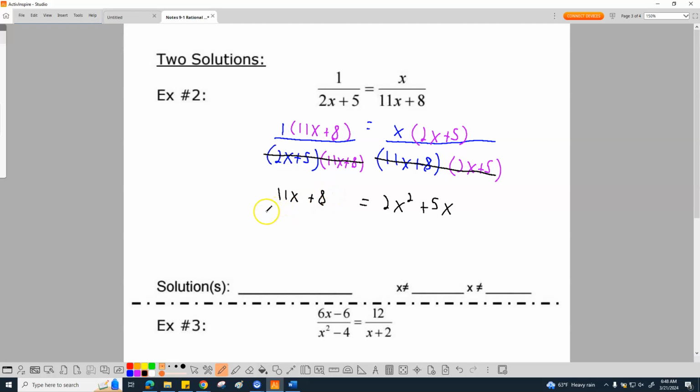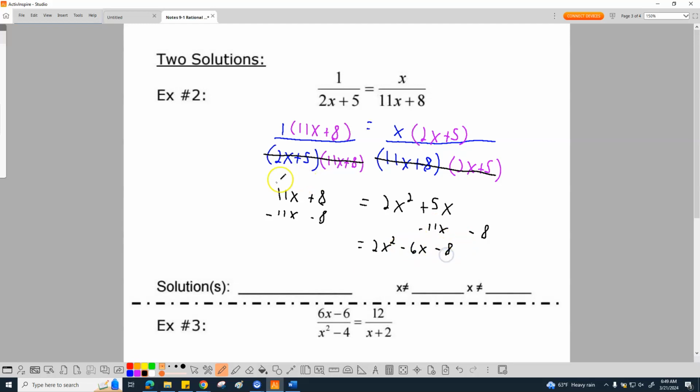But let's go ahead and move our 11x over. This is the same stuff we've been doing forever and ever. If you still haven't learned how to do this, I don't know what else to say. It's available, it's there. I don't know what it's going to take for you to learn it, but we've been doing this stuff since October, literally October. 5x minus 11x is minus 6x, and then minus 8.